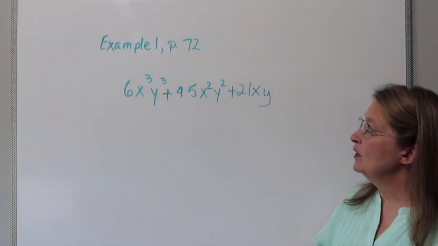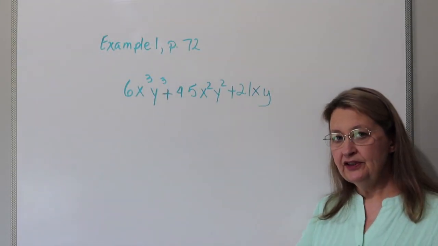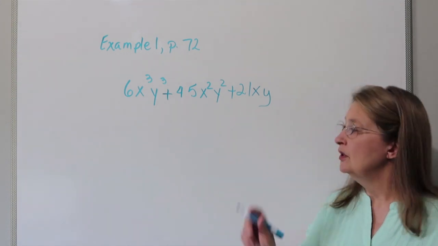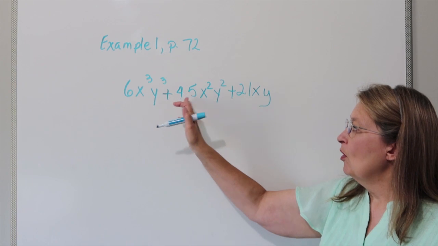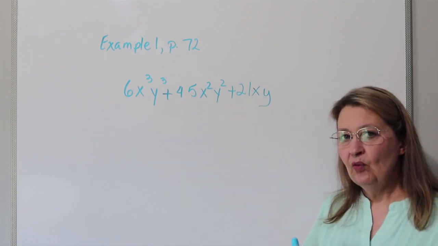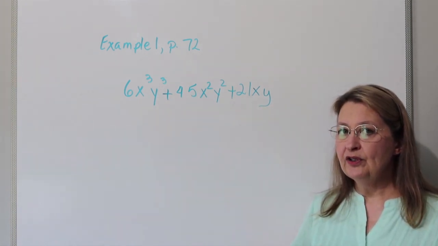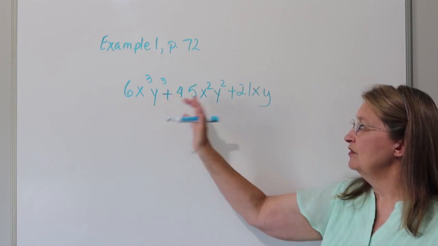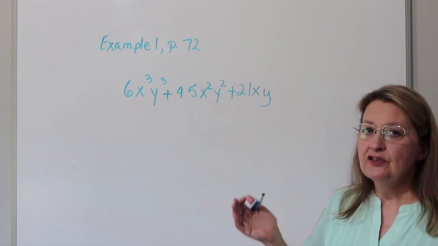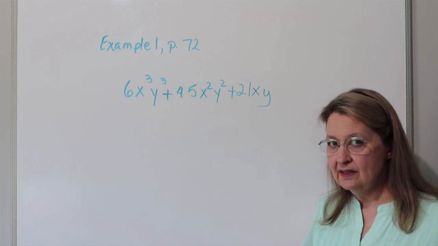Let's look at example 1, page 72. The directions tell you to factor out the greatest common factor. So we have this trinomial here. First, let's look at the number part, 6, 45, and 21. What's the largest number that will go into all three of those numbers? Well, you can start with 6. Will 6 go into all of these? No. So it's going to have to be less than 6.